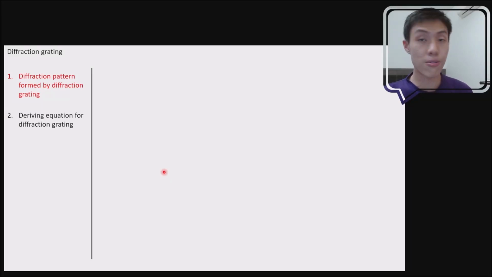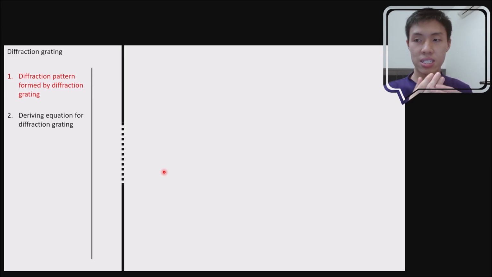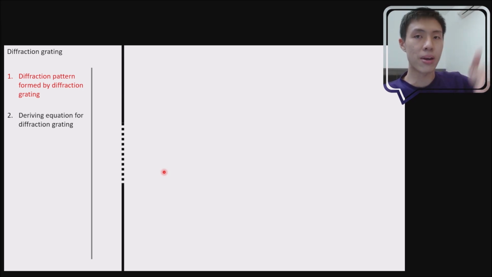Now let's talk about the diffraction pattern produced by a diffraction grating. So what is a diffraction grating? You can think of a diffraction grating basically as a board with plenty of slits in it. The slits are usually aligned parallel, but there are plenty of slits within an opaque board.